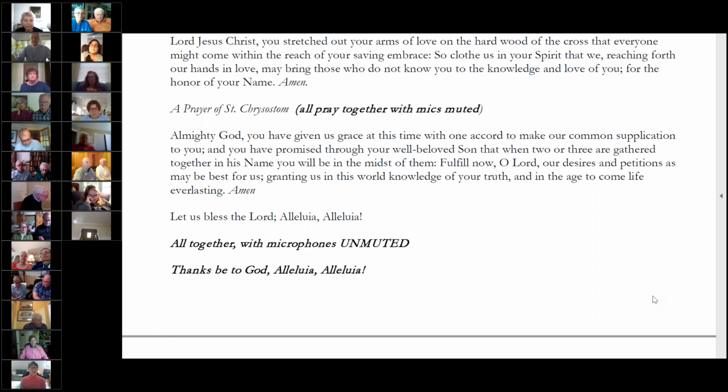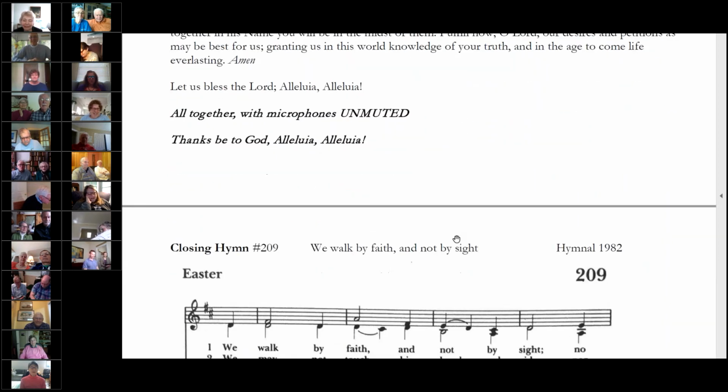Amen. I'm sorry, I thought I'd muted my mic when I coughed. But now let's all unmute our mics. I want to see green across the board, as they say. Are you ready? All right. Now muting our mic.